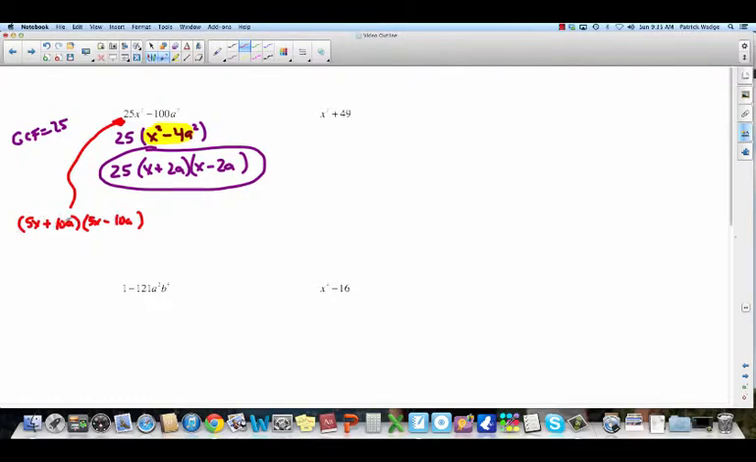Because if you look at this first bracket here, there's something you can factor out of. There's a greatest common factor. And same if you look at this one, there's a greatest common factor. So if you were to make this mistake and you wanted to correct it, what you'd have to do is this.